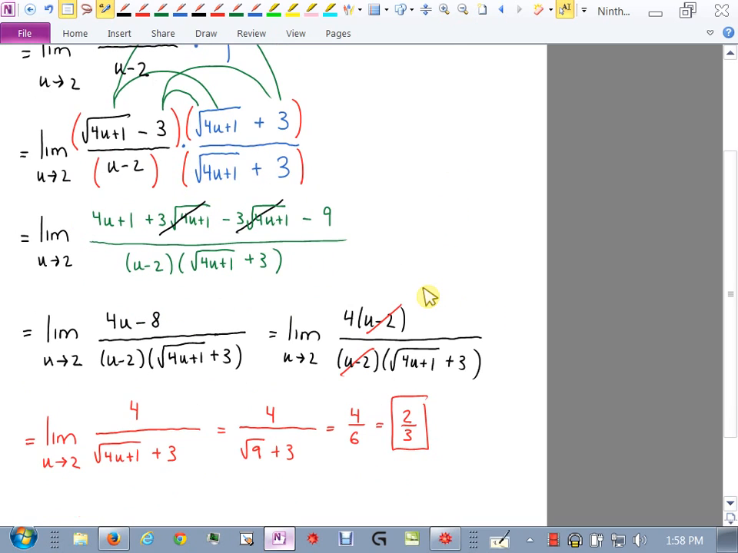So in this problem, in the very beginning, if u was approaching 2, we had division by 0. We had 0 over 0. But we know that now, if you look at this thing, as you come in from the left and right, it's actually approaching 2/3. But it required here what? For us to bring in what? What algebra, what trick did we need here?